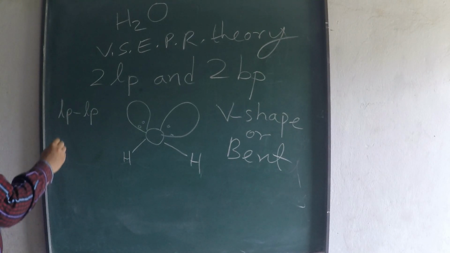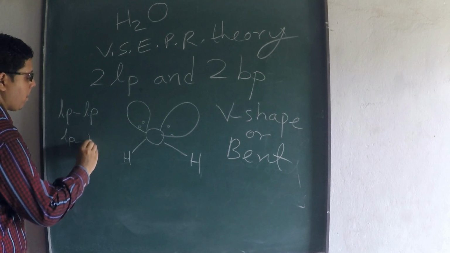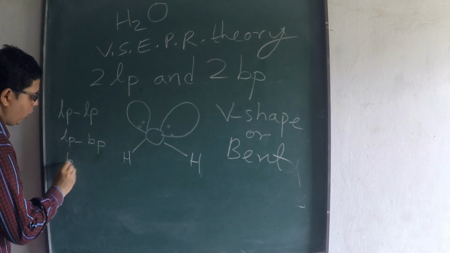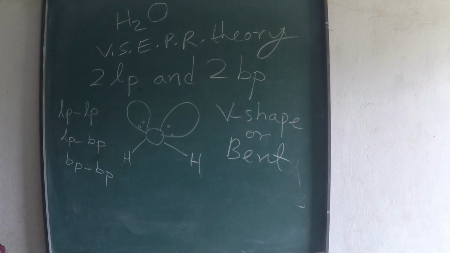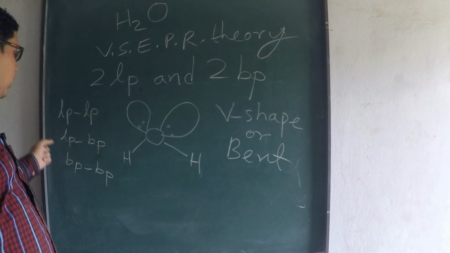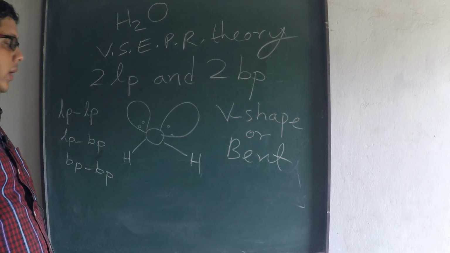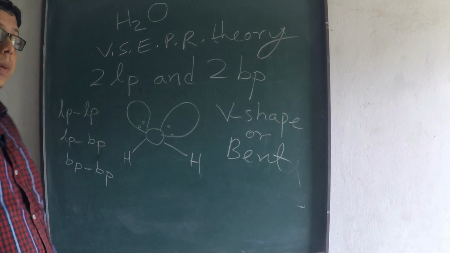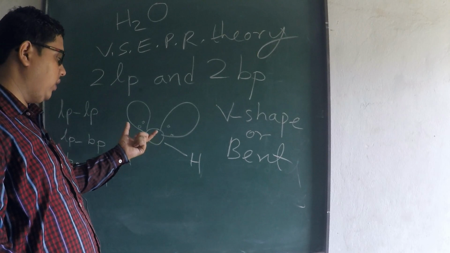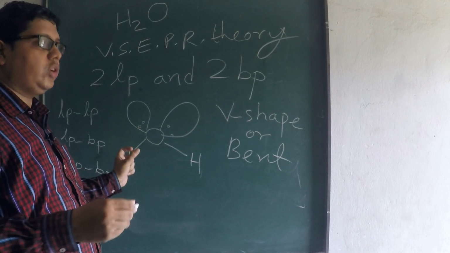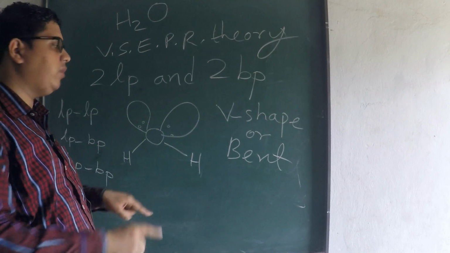Then comes lone pair-bond pair repulsion, and finally bond pair-bond pair repulsion. So repulsion is maximum between lone pair and lone pair, then between lone pair and bond pair, and finally between bond pair and bond pair. Because of this repulsion, it cannot retain its tetrahedral shape, rather it turns into a distorted tetrahedral, a little bit changed, and it becomes a V shape.